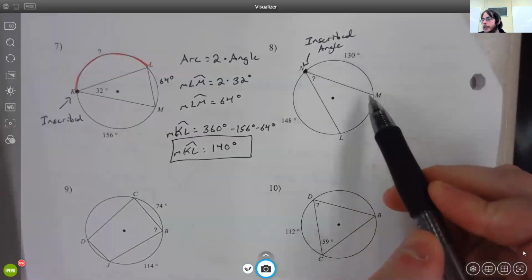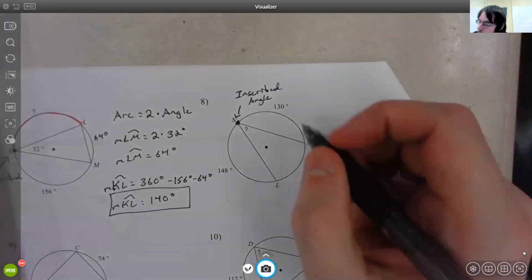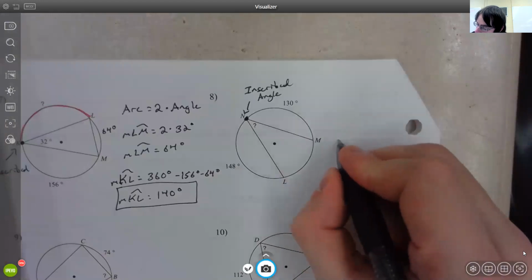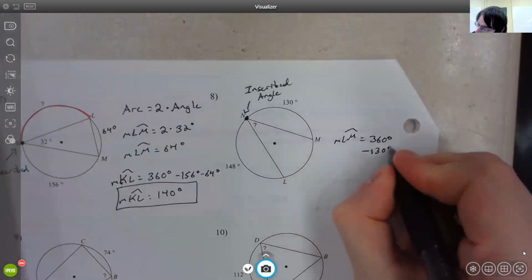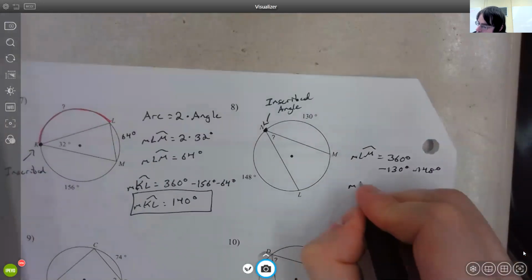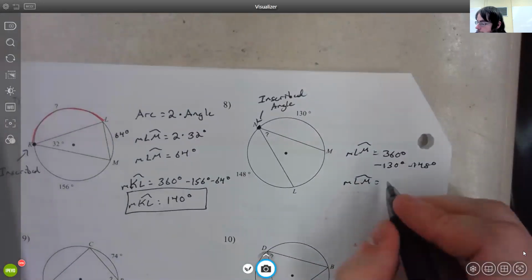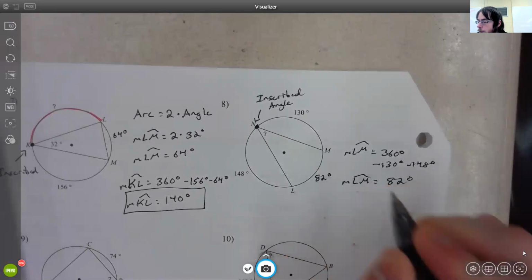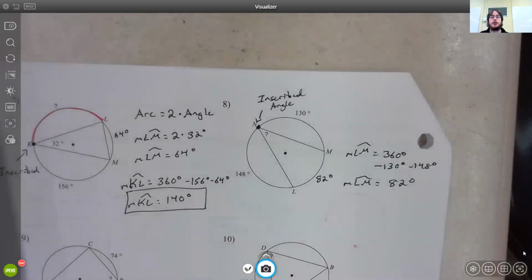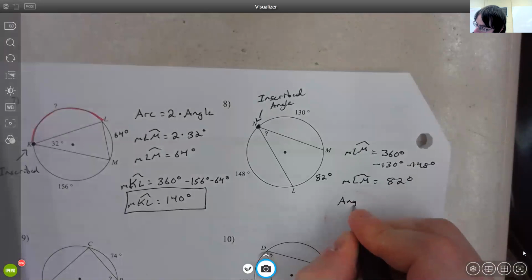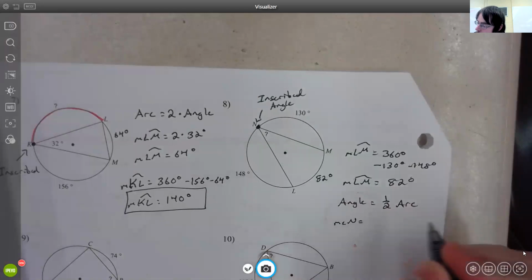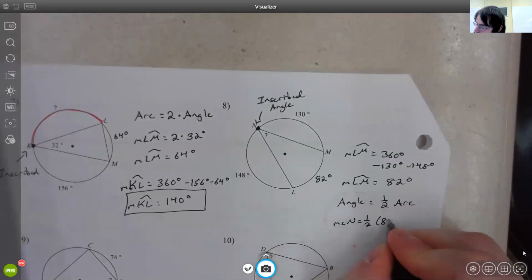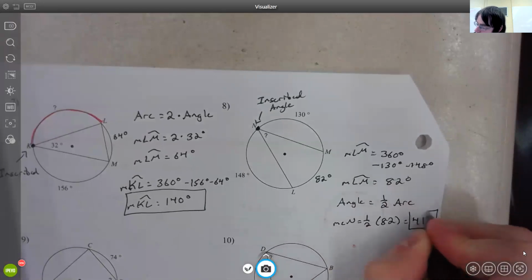Well, we have NM and NL. So to find arc LM, we know they add up to 360. So arc LM must be equal to 360 minus 130 minus 148, which means arc LM is equal to 82 degrees. Now, since this is an inscribed angle, we know that the inscribed angle is equal to half of what the arc is. So our angle is angle N. It's 1/2 of 82, which is our arc. So it is 41 degrees.